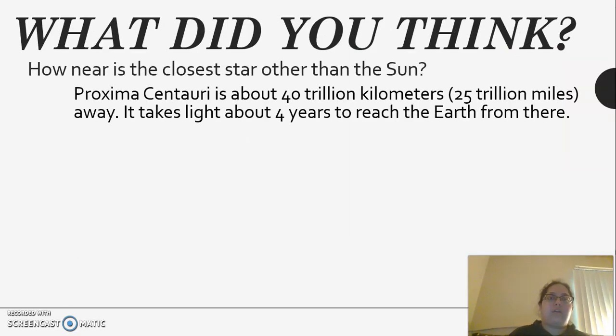So, how near is the closest star other than our sun? Proxima Centauri is the closest star. It's about 40 trillion kilometers or 25 trillion miles away. So we're talking super far away. It takes about 4 years for its light to reach Earth.